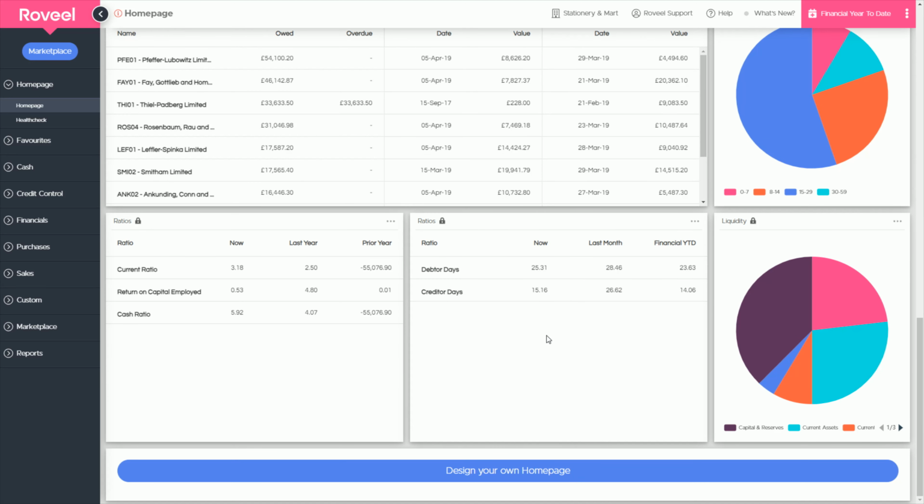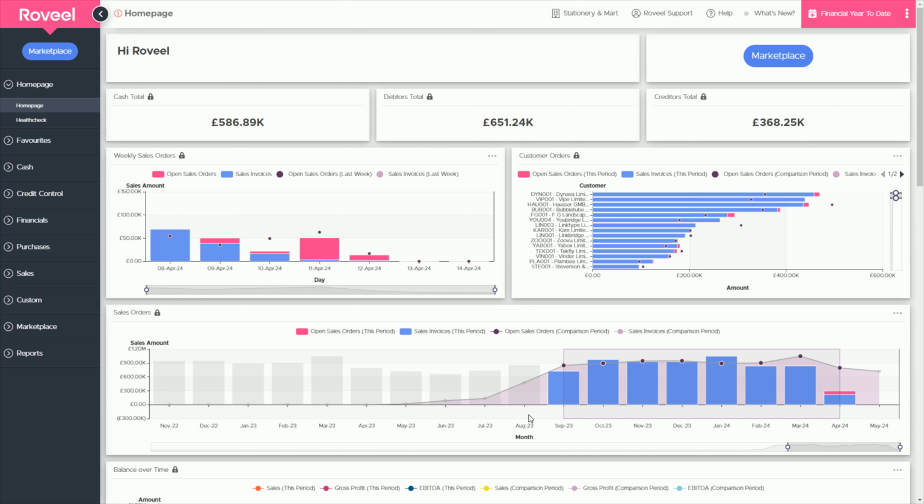And lastly, we pull out various ratios and calculate those. So debtor days, creditor days, return on capital employed, and provide a quick analysis, a quick visual of the balance sheet and the current status of liquidity within the business. And lastly, we have a design your own homepage service. So you can completely bespoke this and get any report you want from your business.